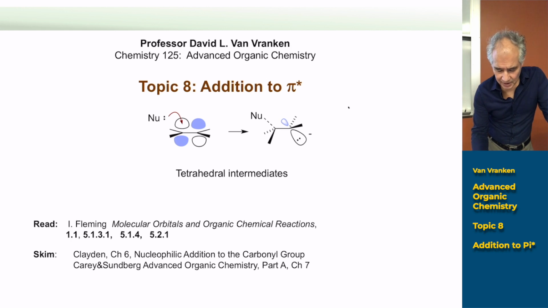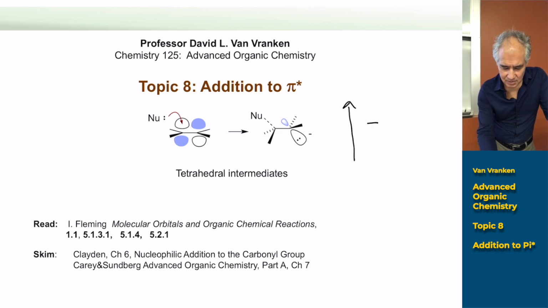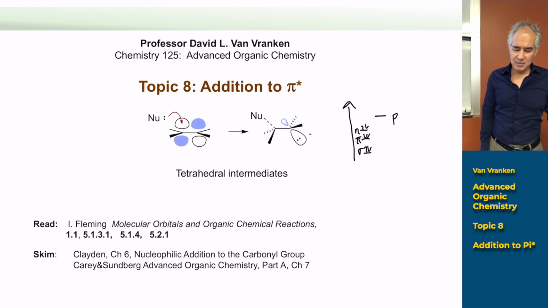We're going to go in order here. So we've been talking in this class about addition to empty p orbitals. Let me create a little space here. We've been drawing addition to empty p orbitals by lone pairs, non-bonding lone pairs, by pi bonds, which are not quite as nucleophilic as non-bonding lone pairs. And then we finished by talking about electrons in sigma bonds and their ability to donate into empty p orbitals.